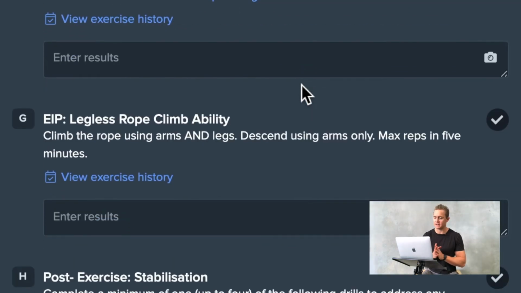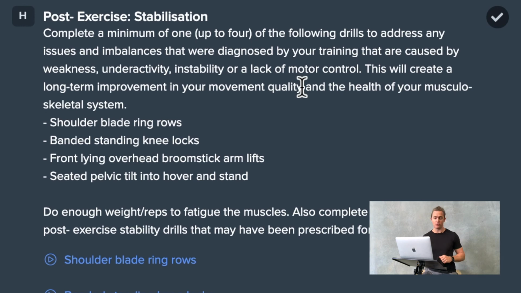Final piece of training for the day is a legless rope climb ability EIP. What's an EIP? Exercise Improvement Program. This is a series of very short 5-minute sessions that we program at the end of each day's training for our clients. It allows them to work on something that we have identified to be a weakness or a major focus for their training at that time. A little bit of extra practice and deliberate practice for those movements.